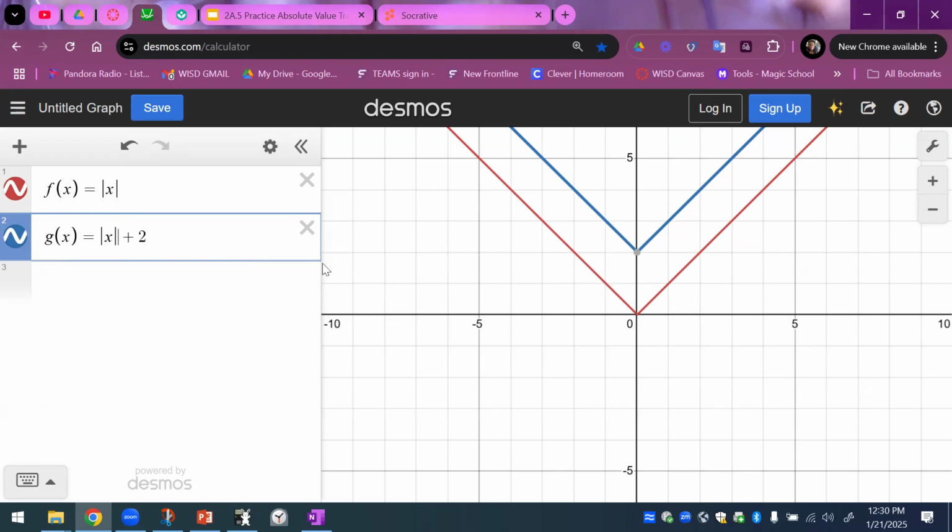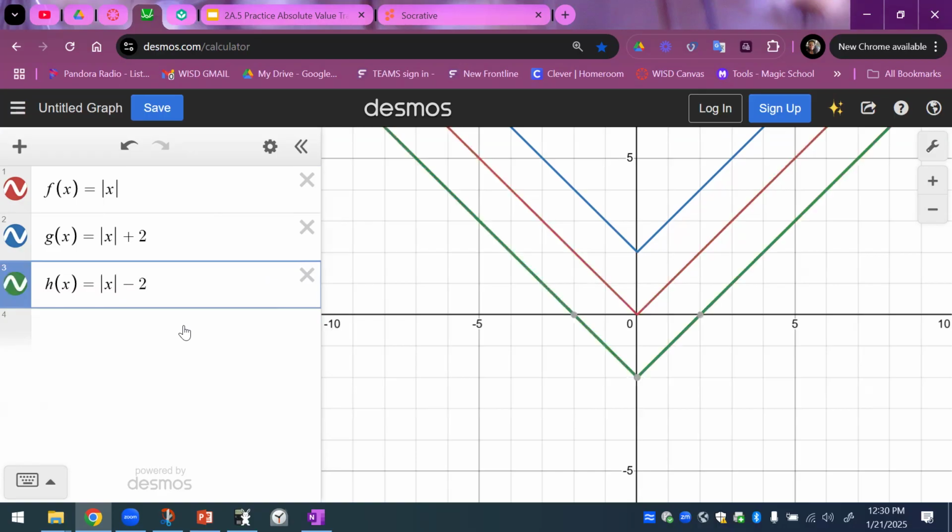All right. So now, what do you think if I now do h of x and let that be absolute value of x minus 2 is going to cause it to do what? Shift down. Now, a big misconception here is that you think the size of the absolute value changed.